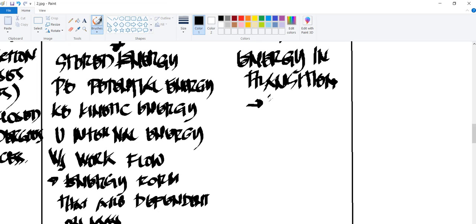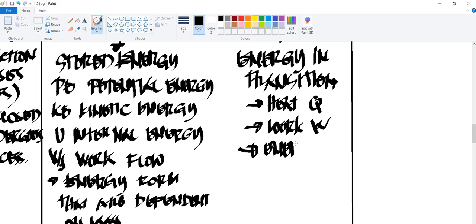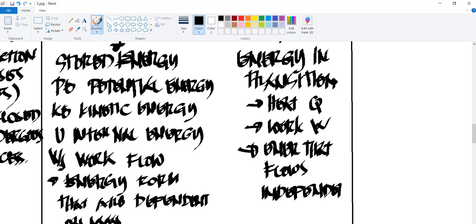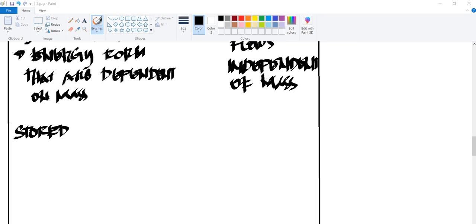Then we have your energy in transition. This will be your heat, Q, and your work, W. That is energy that flows. They are independent of mass. Okay, so let's start with the stored energy forms.